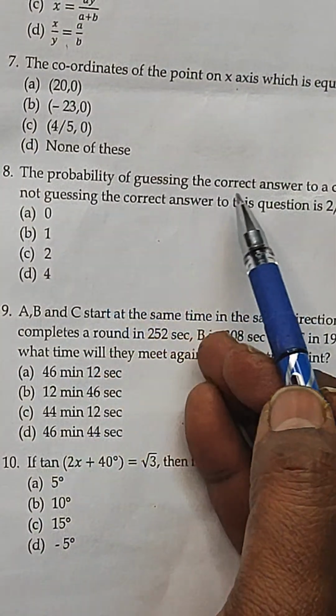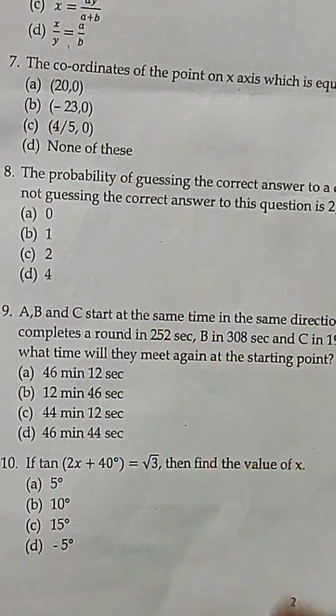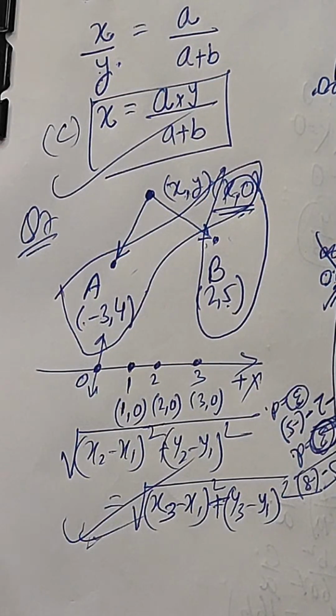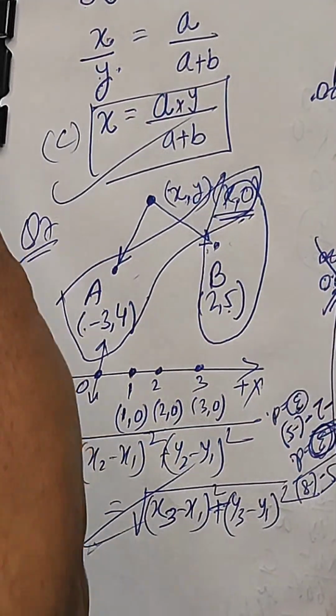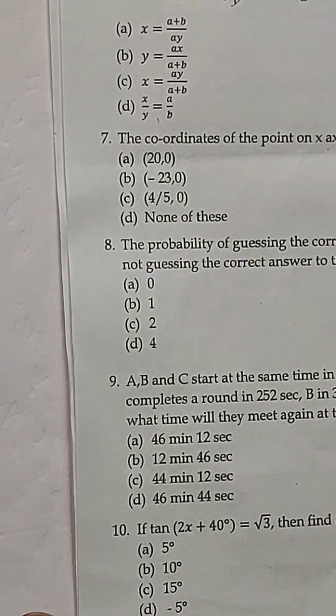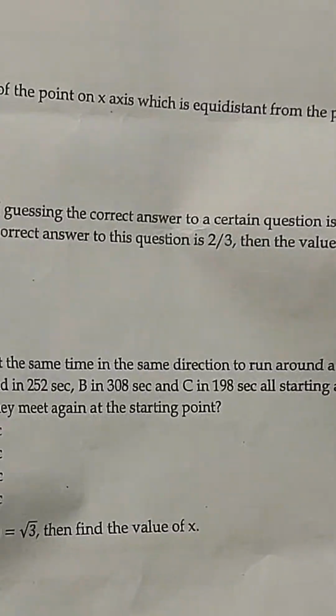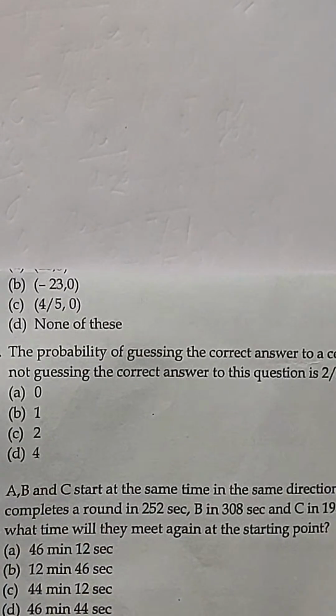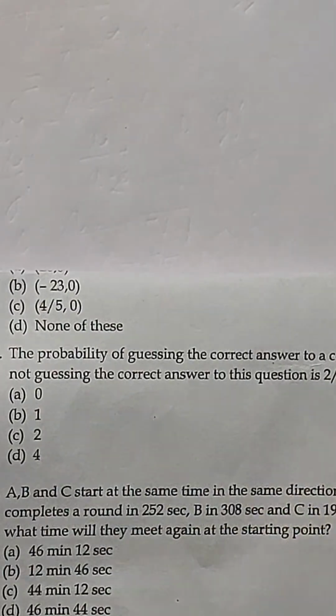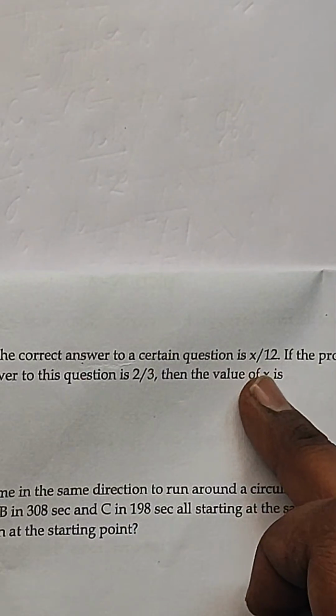The probability of guessing the correct answer to a certain question is x by 12. Okay, so the next question is from probability. Let me change the page. The question is that the probability of guessing the correct answer to a certain question is x by 12.